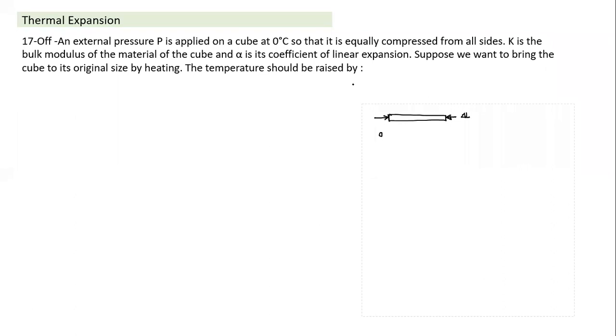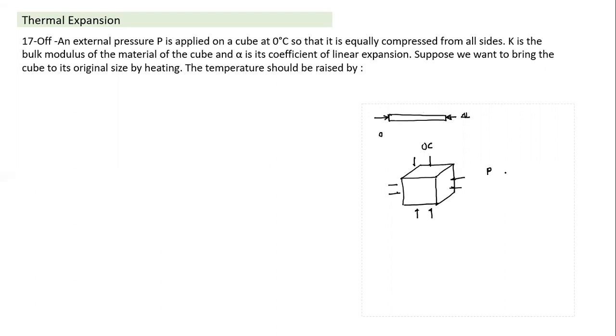So this was linear dimension. This is about volumetric dimension. Let's understand with a cube at 0 degrees centigrade. It has some natural volume, and a certain linear dimension. Now we apply some pressure. What kind of strain will it suffer? We can apply pressure by keeping the cube in a pressure chamber, or by taking it to a certain depth below water. The external pressure P is applied so that the cube is compressed from all sides.